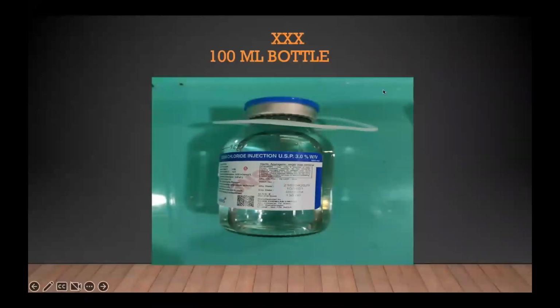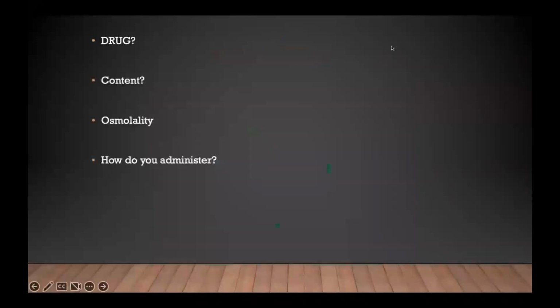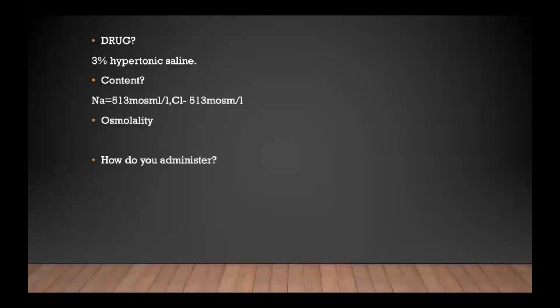This is 3% saline, and it contains 513 milliequivalents of sodium and 513 milliequivalents of chloride. Yeah, always use the unit. The osmolarity is 1026 milliosmol, and the osmolality is around 1050, I think, 1026.